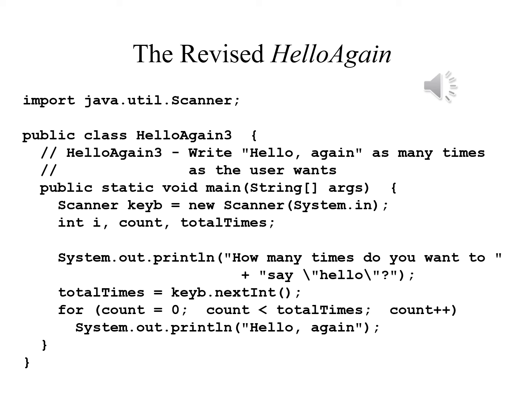In this case, rather than counting from 1 to n, we're counting from 0 to n minus 1. This is a more popular style in Java, although had I used count equals 1 and count is less than or equal to totalTimes, it would have worked just as well.